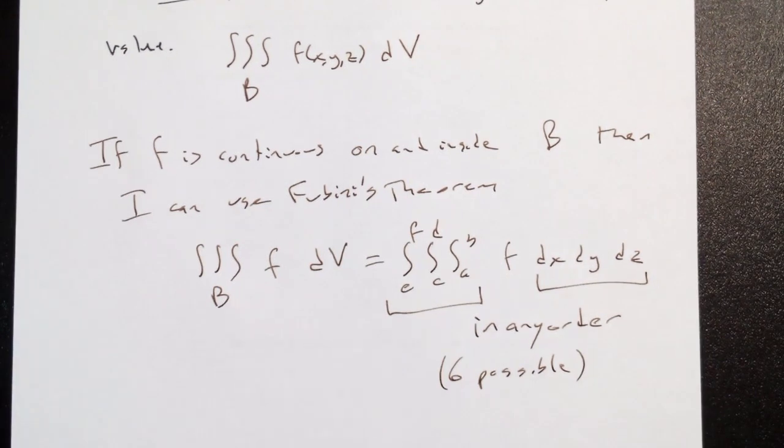I could do dx, dy, dz. I could do dx, dz, dy. I could do dy, dx, dz, dy, dz, dx. I could do dz, dx, dy, dz, dy, dx. Doesn't matter which of the six I pick, but these differentials need to match the order of the limits of integration from inside to outside. So A and B goes with dx, C and D goes with dy, E and F goes with dz. Permute the order of the differentials, permute the order of the limits in exactly the same way.